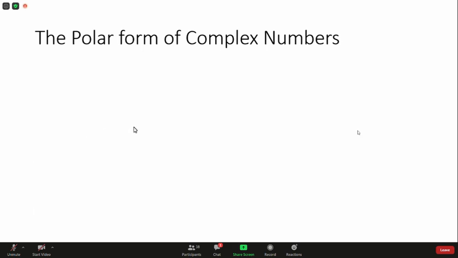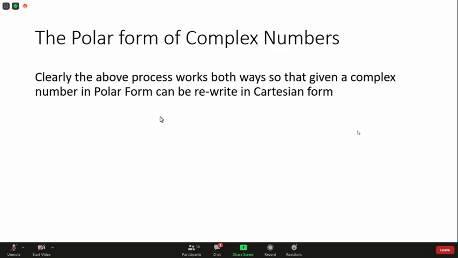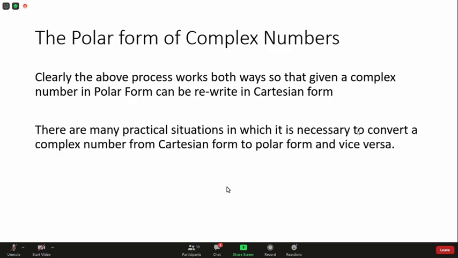Slowly scrolling slides. Polar form of complex numbers will continue. Clearly, the above process works both ways, so that a given complex number in polar form can be rewritten in Cartesian form. That's the conversion. Remember, that's the conversion. When the complex number is given in Cartesian form, that can be converted to the polar form. Where a complex number given in polar form can be converted to Cartesian form.